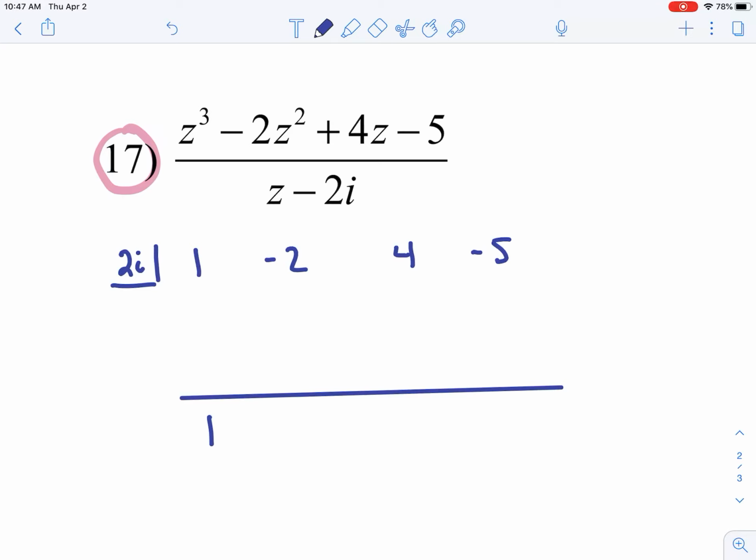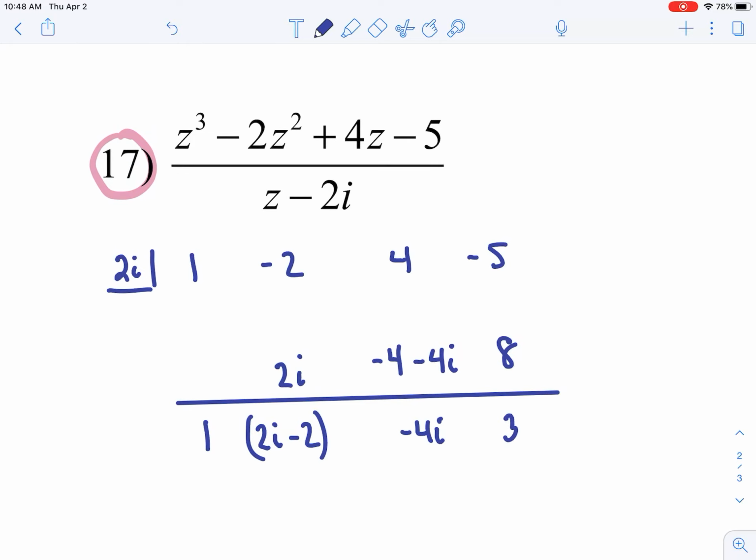So I'm going to multiply. 2i times 1 is 2i, and I'm going to add this column, and I get 2i minus 2. I get all of that. And then I'm going to multiply and add. When I multiply, I get 4i squared, which is -4, minus 4i. I get that whole big thing, the complex and the real part. I'm going to add them and get -4i. And then I'm going to multiply 2i times -4i. That's -8i squared, which is the same thing as +8. Add them and get 3.